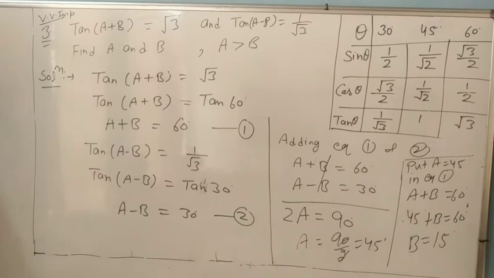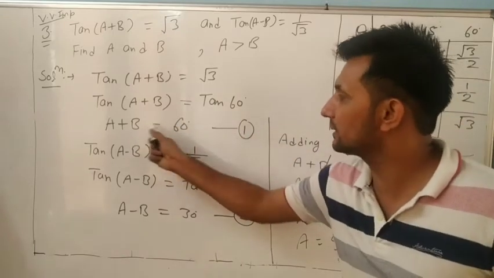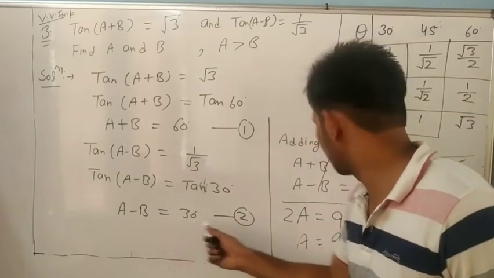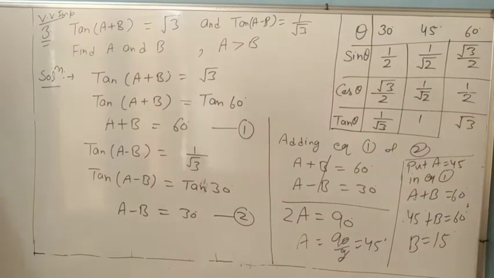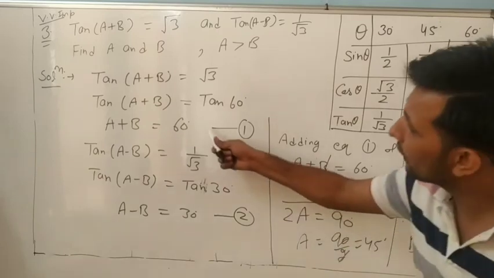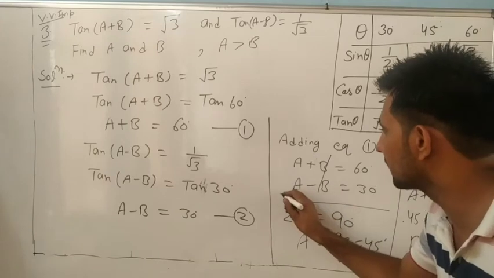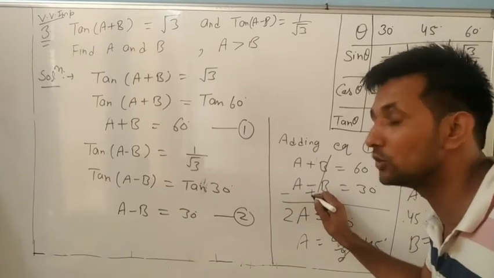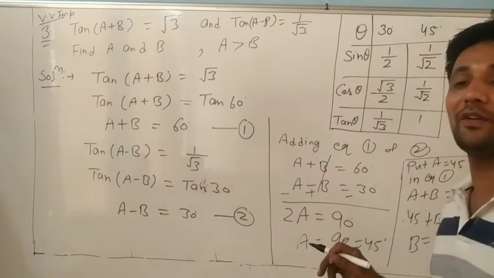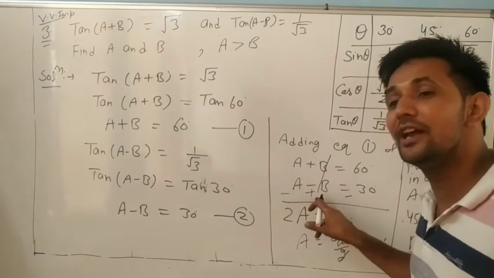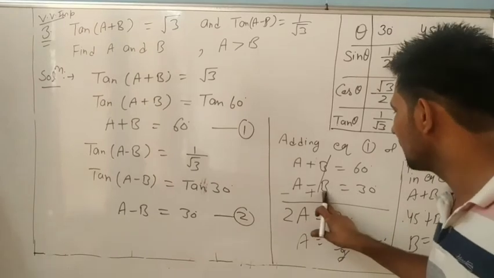You can verify also. Sum of the two angles A plus B is 60. 45 plus 15 is 60. Yes. Difference 45 minus 15, it is your answer. Okay dear, you can subtract also, equation 1 and 2. If you subtract, it becomes negative, it becomes positive, it becomes negative. When we subtract, always change the sign, or not. A minus A is 0, B plus B becomes 2B. Then you can. But we add them.